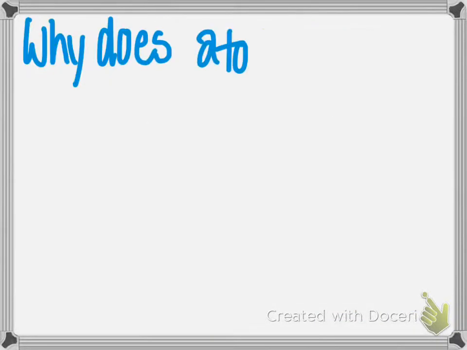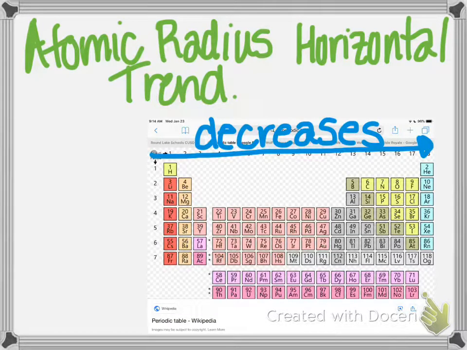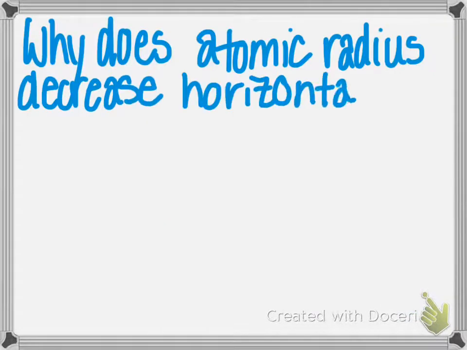But we also need to know our horizontal trend. Going across the periodic table, the trend for atomic radius is to decrease. It's going to get smaller. This one we can't explain with orbitals, because in a period they all have the same orbital number. So looking here, we have to ask ourselves again, why does atomic radius decrease horizontally?